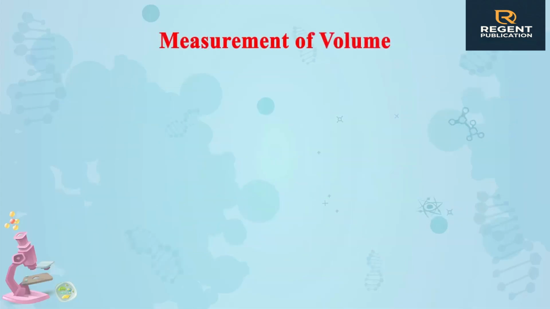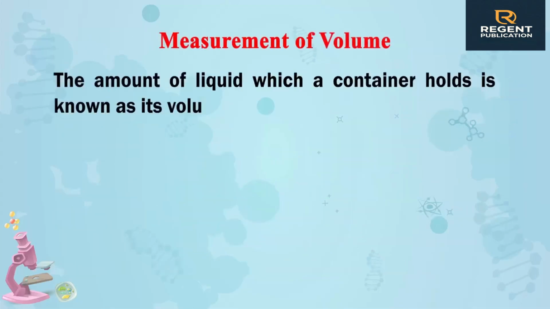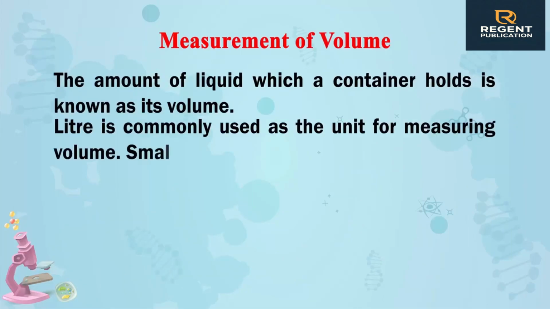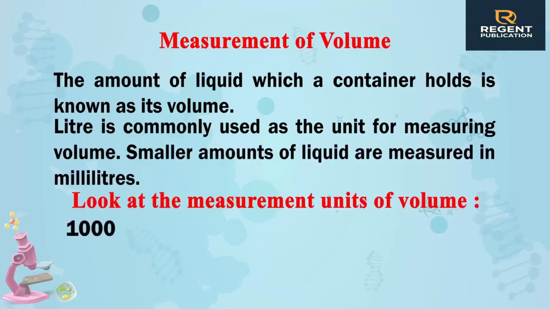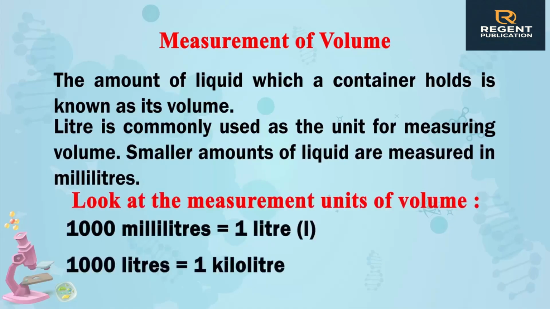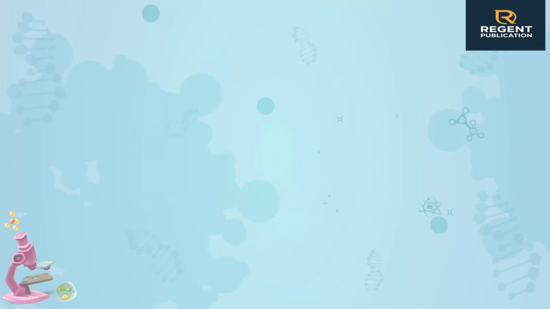Measurement of volume. The amount of liquid which a container holds is known as its volume. Liter is commonly used as a unit of measuring volumes. Smaller amounts of liquid are measured in milliliters. Look at the measurement units of volume. 1000 milliliters equal to 1 liter, L. 1000 liters equal to 1 kiloliter, KL.